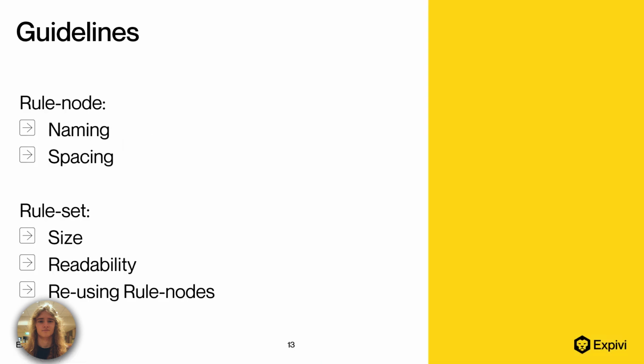Now for some guidelines. As well as the functions themselves, I will also talk about creating a rule system in a way that is readable and transferable. These include rule node naming, spacing out your rule nodes, and the size, readability, and recycling of rule nodes within your rule set.